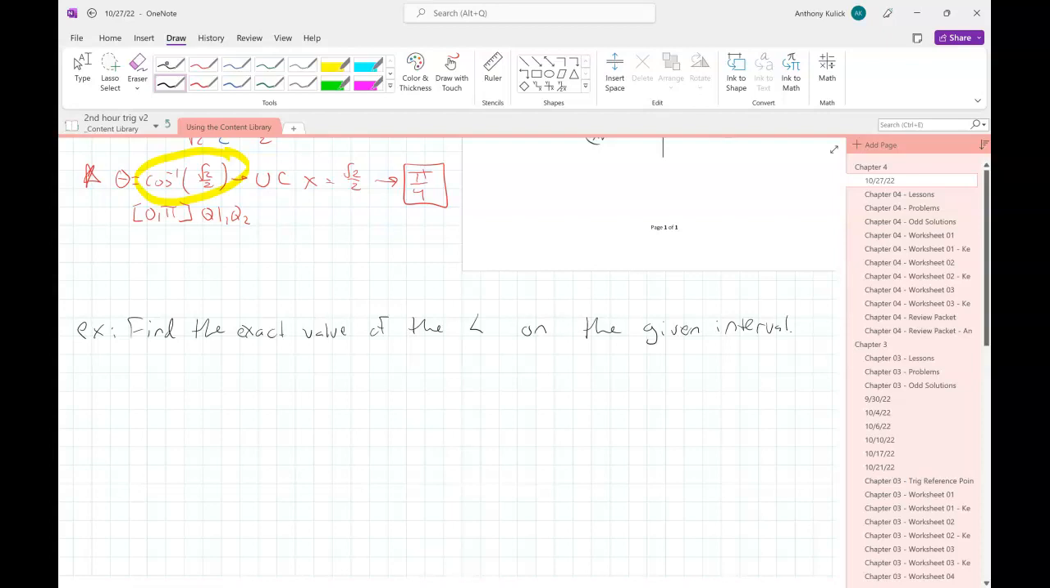So my new direction says find the exact value of the angle on the given interval. Notice here we have this additional direction on the given interval.